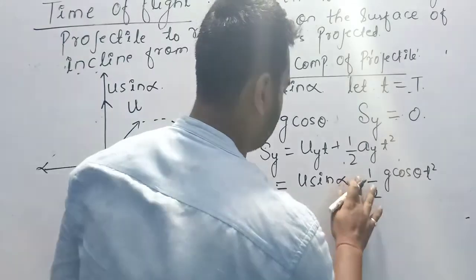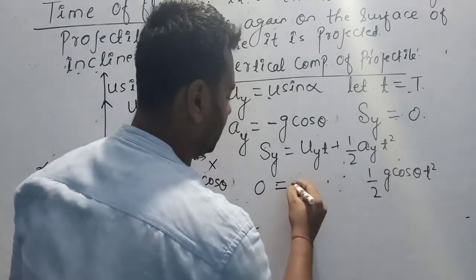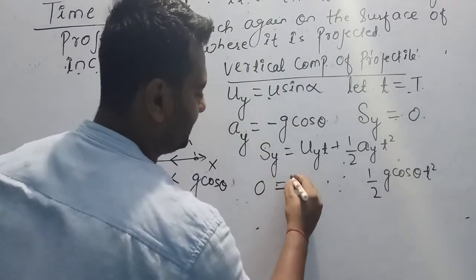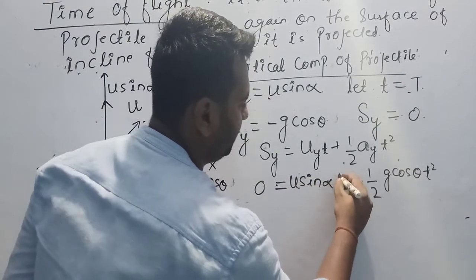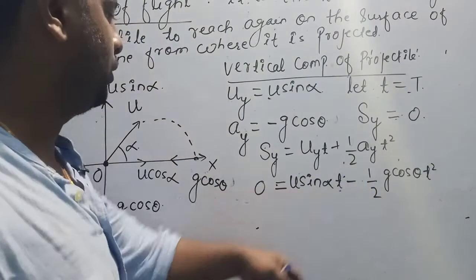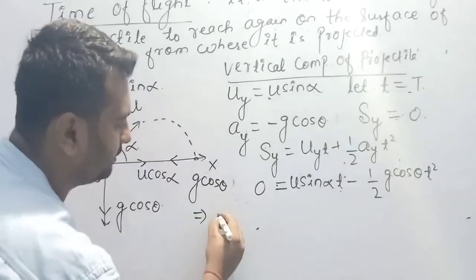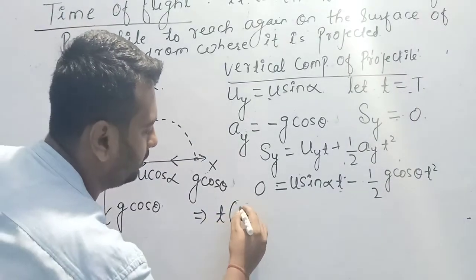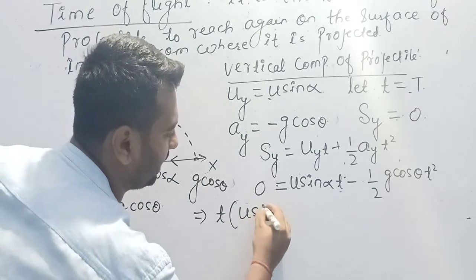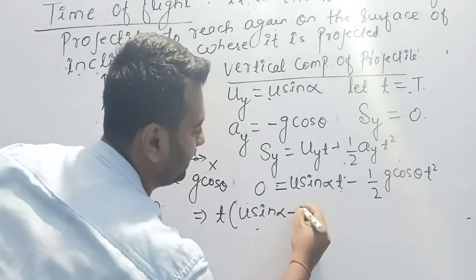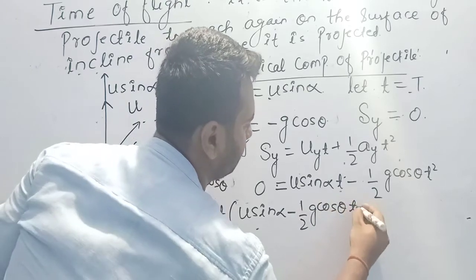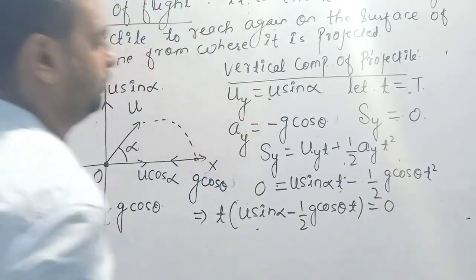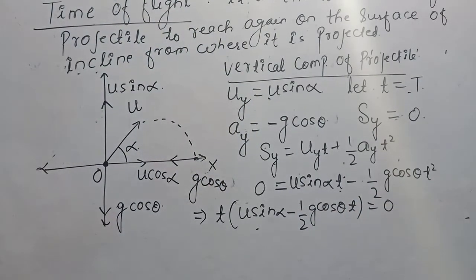And one more thing I forgot to write here: u y is u sin alpha into t. I can take t common here. If t is taken common, inside we are getting u sin alpha minus half g cos theta into t, is equal to 0. Once more I am repeating here.